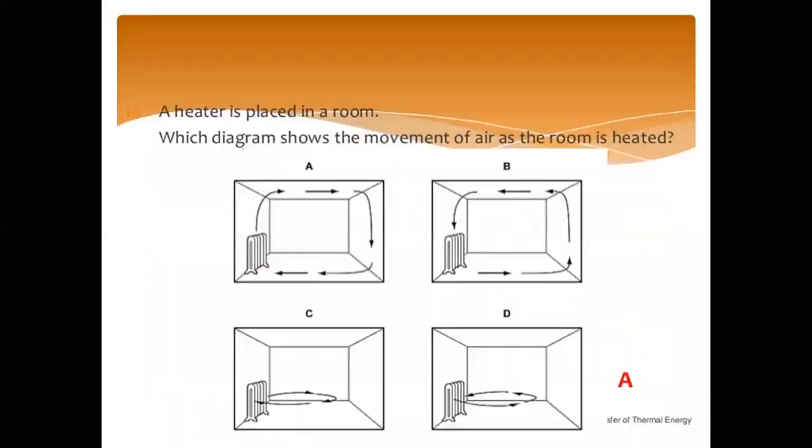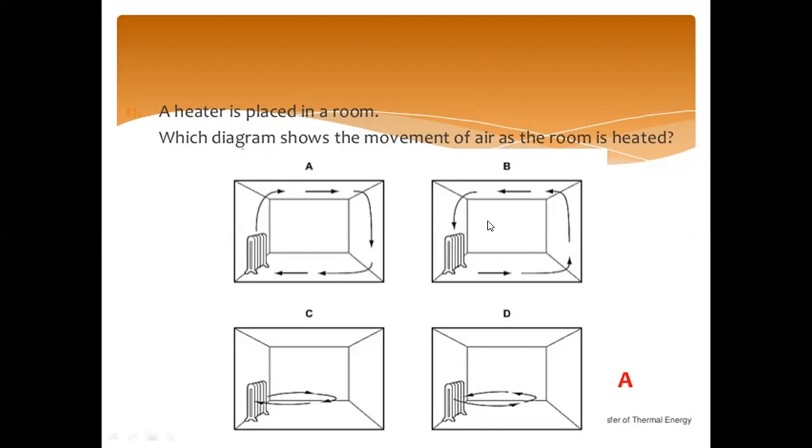Now look at this question. A heater is placed in a room. Which diagram shows the movement of air as the room is heated? So as you see here, the answer is A. The hot current is moving up as it expands and becomes less dense, and the cold current moves down as it is more dense and the molecules are closer to each other.